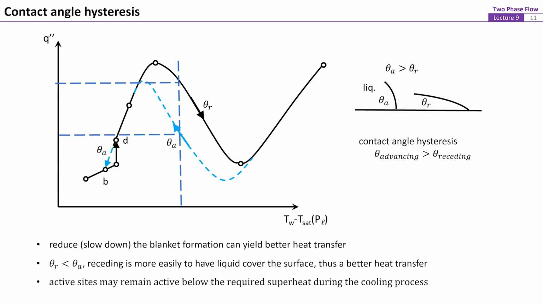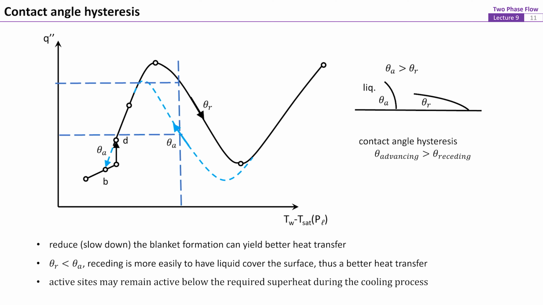Since the surface wets better with a smaller contact angle, experimental results have shown that the heating process yields a higher heat flux at the same level of excess temperature. On the other hand, near the onset of nucleate boiling, the boiling curve is smoother in a cooling process, since active sites may remain active below the required superheat.